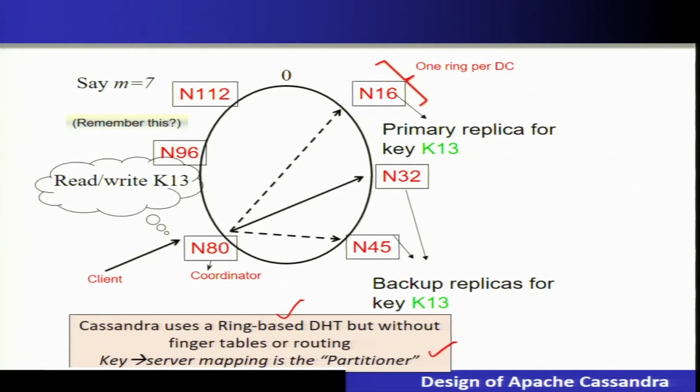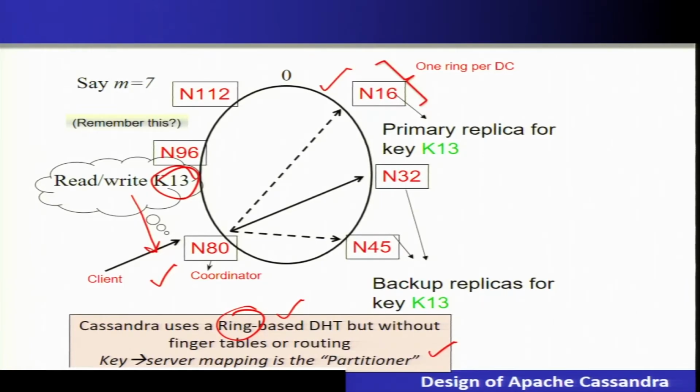In this example, let us say you want to read or write a particular key, that is K13. This request goes through a client module, and the ring has a designated coordinator. It will intercept this client request, which is running at the node N80, and when it gets to resolve the key K13, K13 is put through a hash function. K13 will now be resolved to N16.